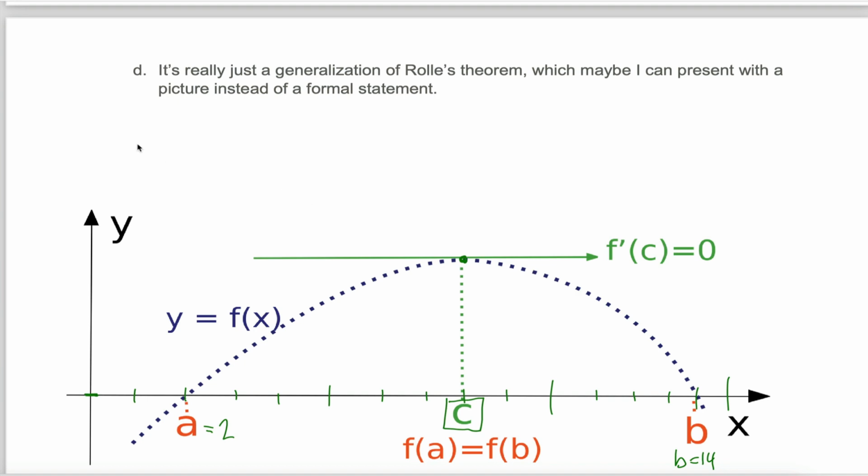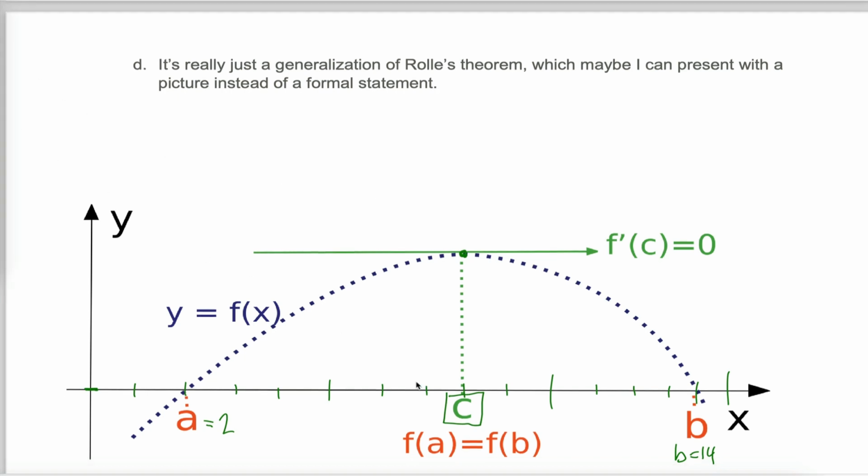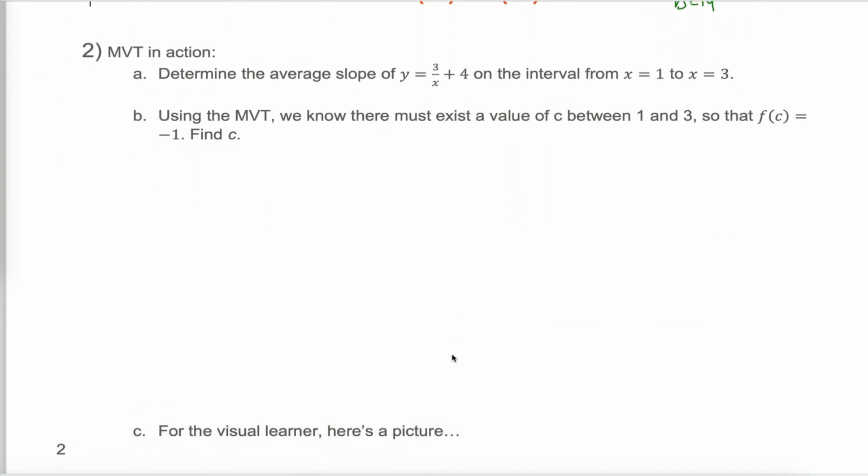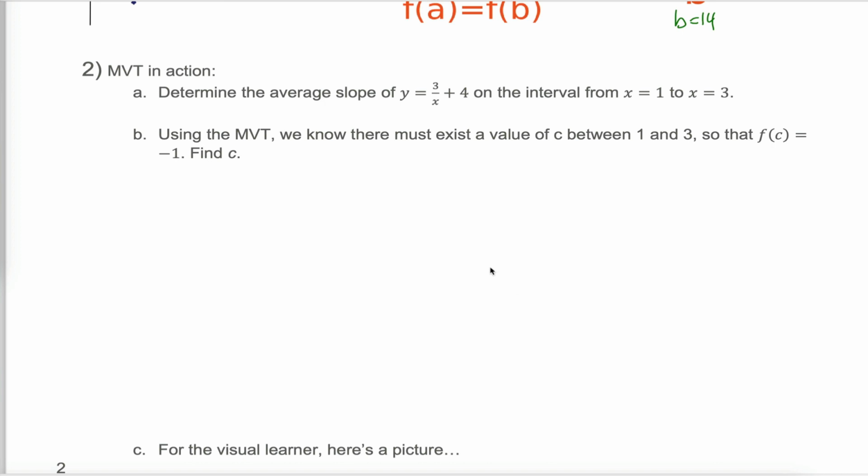Before I end this video, what I want to do is show you the mean value theorem in action. So let's take a look at an example that's purely algebraic. Suppose we have this function y equals 3 over x plus 4, and we're considering the interval from x equals 1 to x equals 3. The first comment that I want to make is this function is both continuous and differentiable on this interval.